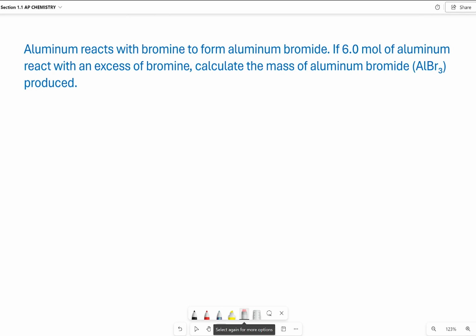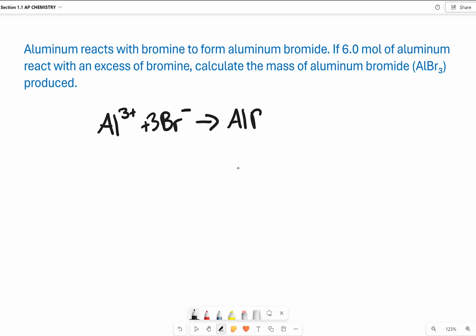Okay, our next question here. We've got aluminum reacts with bromine to form aluminum bromide. If 6 moles of aluminum reacts with an excess of bromine, calculate the mass of aluminum bromide. So we know that Al3+ plus 3Br- makes AlBr3. That's the reaction it wants you to work with here. We have 6 moles of aluminum reacting with an excess of bromine, so there's a bunch of bromine. Calculate the mass of aluminum bromide.